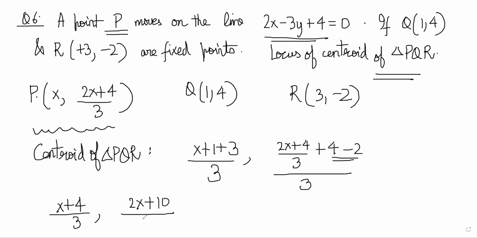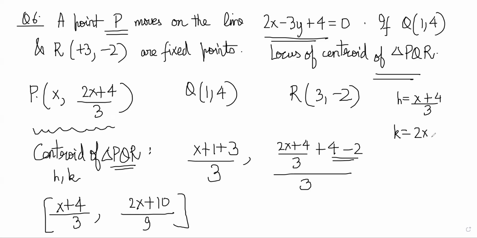2x plus 10 by 9. This is the centroid of the triangle PQR. So if I call the centroid h comma k, I have h is equal to x plus 4 by 3 and k is equal to 2x plus 10 by 9. So I can eliminate x here. I can say x is equal to 3h minus 4 and put this in this equation.